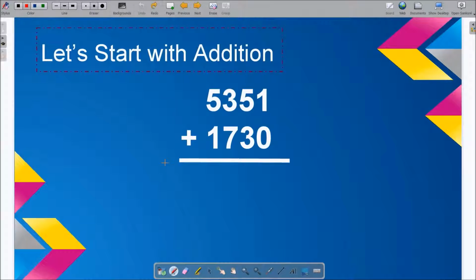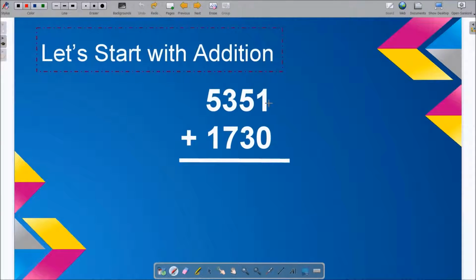Notice this problem is nicely lined up for us and ready to go. All we have to do is add the numbers. We've got 5,351 plus 1,730. Notice the back numbers are lined up. That is the way that all addition problems should be set up, because numbers in the same place value have to go together. And because we're going to add from the right side to the left side.